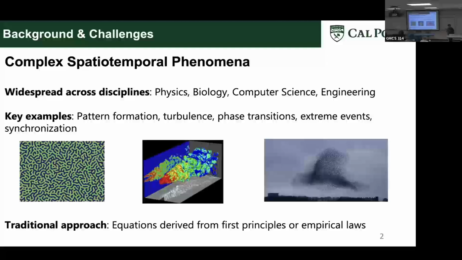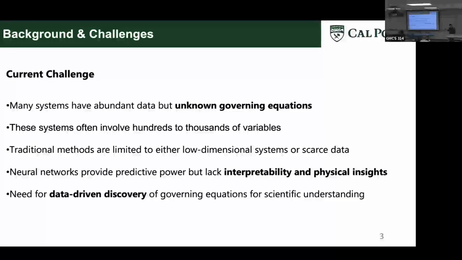In nature and in physics, there are a lot of complex spatiotemporal phenomena like pattern formation, turbulence, and synchronization. Traditionally, we approach these problems by deriving equations from first principles or empirical laws. Nowadays, many of these systems have abundant data, but we do not have knowledge about the governing equations. And these systems often involve hundreds and thousands of variables.